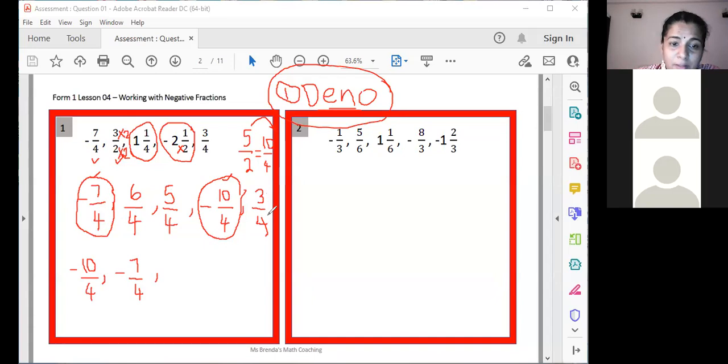You see, now the denominator is all 4. So you don't have to look at the denominator. You look at the numerator. 3 or 5 or 6. Which will come first? 3/4. Yes, 3/4 will come in first, followed by 5/4. Very good, 5/4, and followed by 6/4.